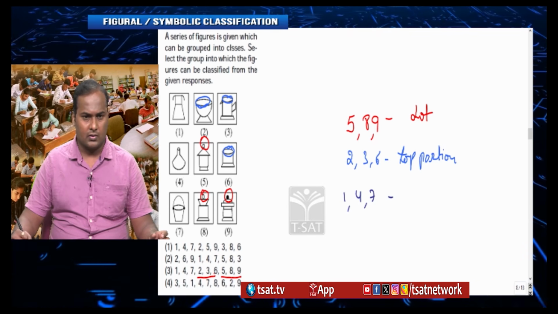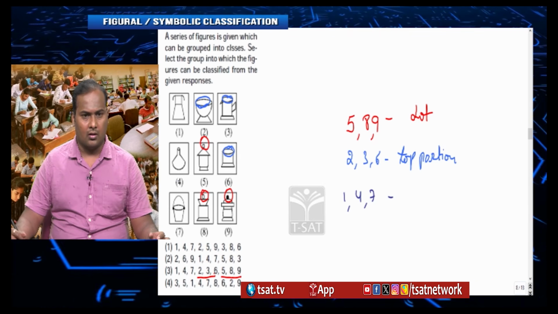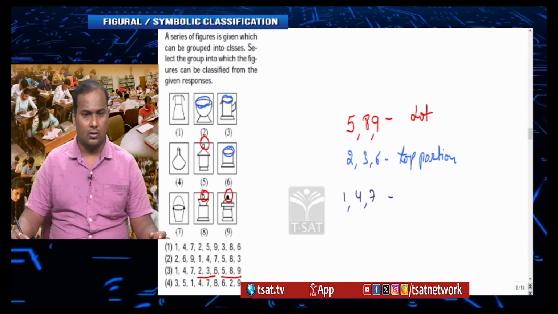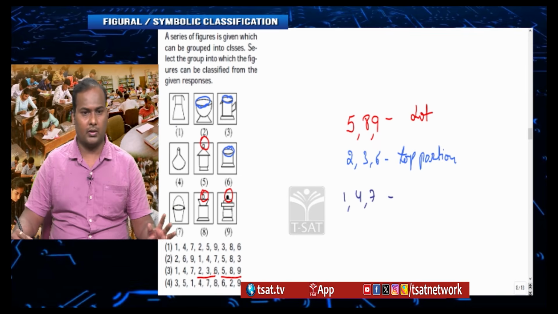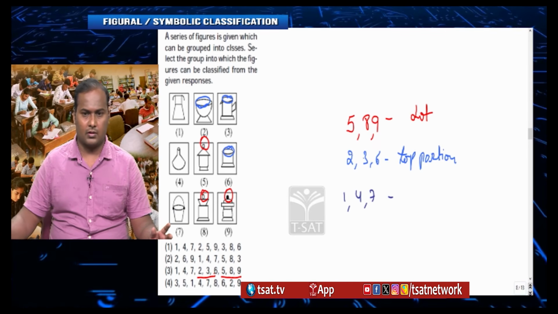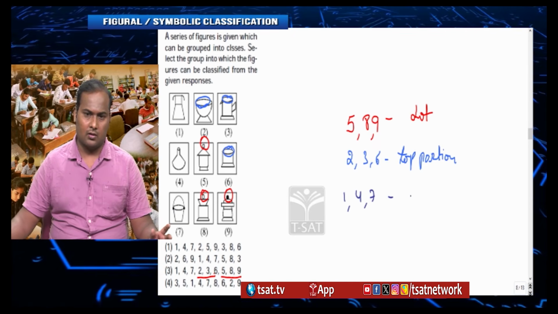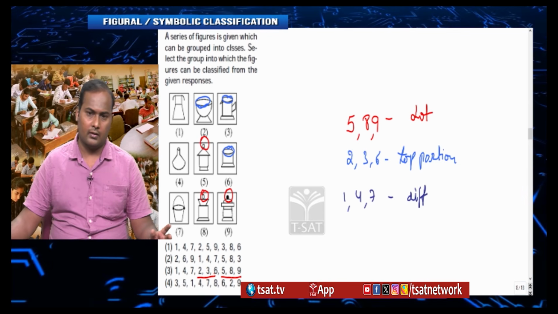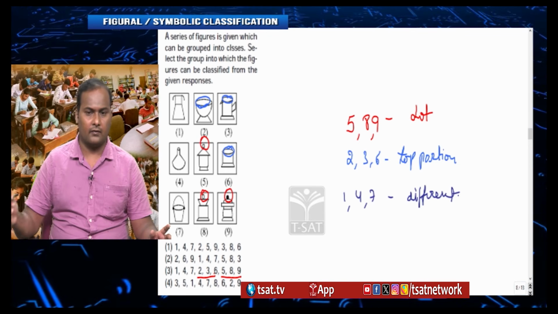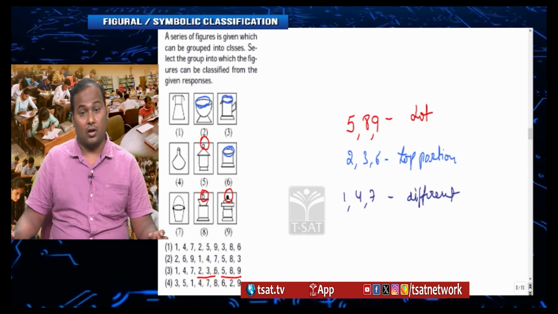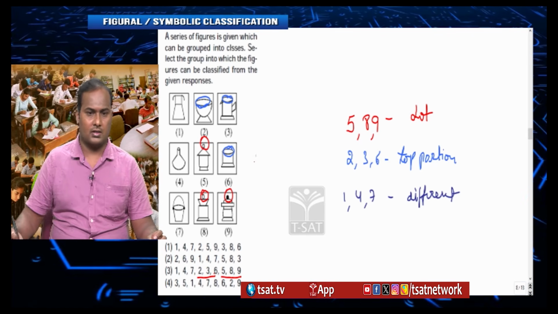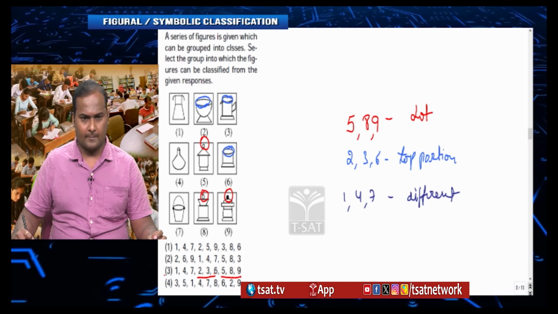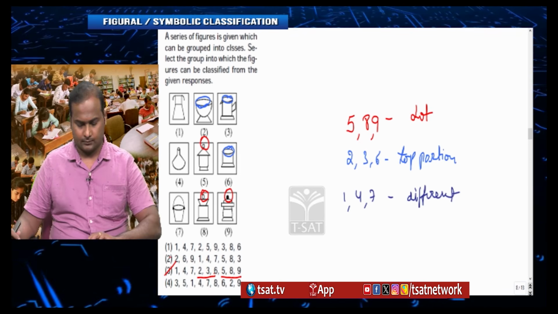Now what is the common thing in 1, 4, 7? There is no common thing. All three are different. So the common thing is that all three are different. The difference is the common character in this particular case. So then your answer is option 3.